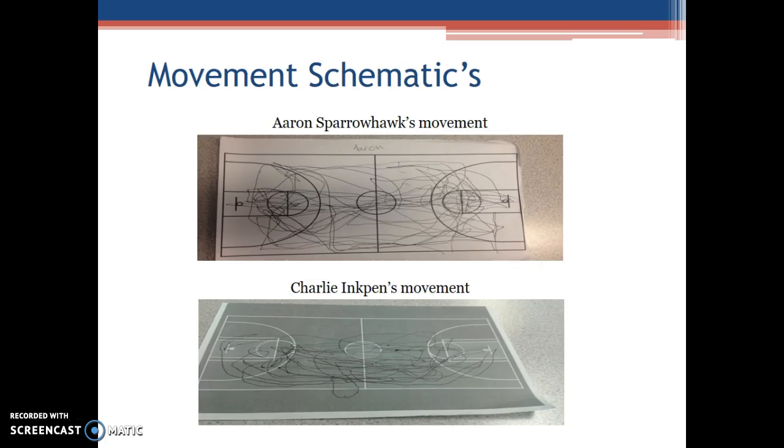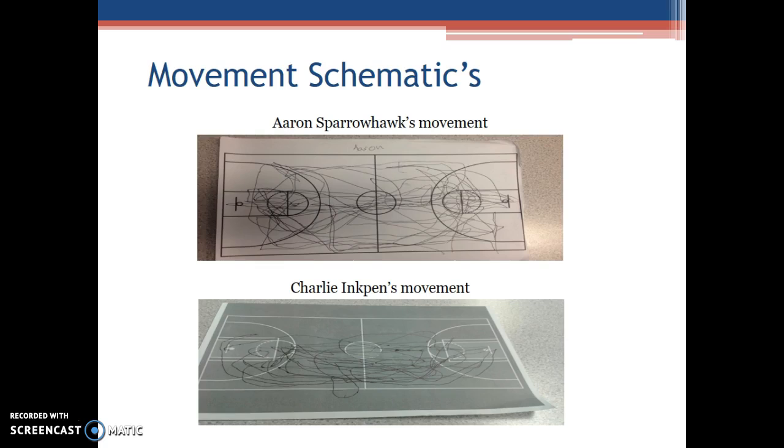6.1 performance criteria. What's on the screen is the movement schematics of Aaron Sparrowhawk and Charlie Inkpen, who we are analysing. And movement schematics show us where the performer has been during their performance. The above schematics are from the main players, Aaron and Charlie. And from Aaron's schematic, you can see that he spends a lot of time in the 2-point area, which may suggest that Aaron is more effective when attacking.